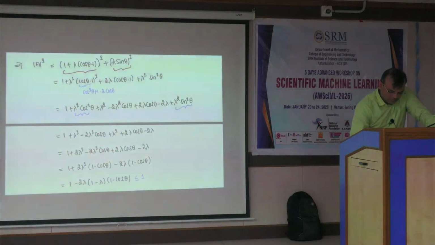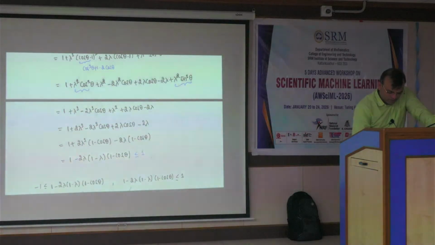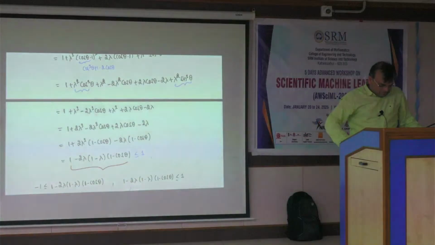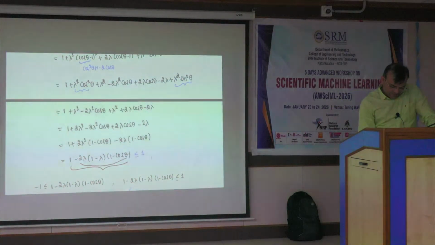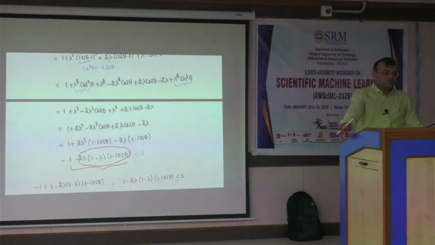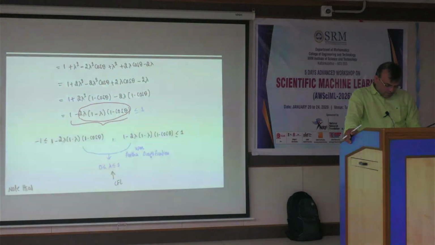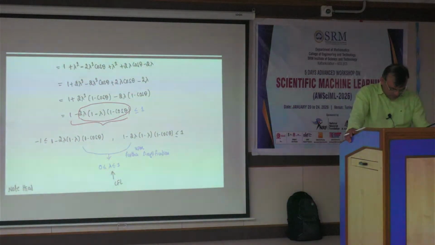So use the trigonometric identities, then somehow you will bring the finalized form as (1 minus 2 lambda) into (1 minus lambda) and (1 minus cos theta). Now if this quantity is greater than or equal to 0 and less than or equal to 1, then obviously you can say this is less than or equal to 1. So again, under the CFL condition, 1 minus lambda is always bounded, greater than or equal to 0, and 1 minus cos theta depends on theta now.